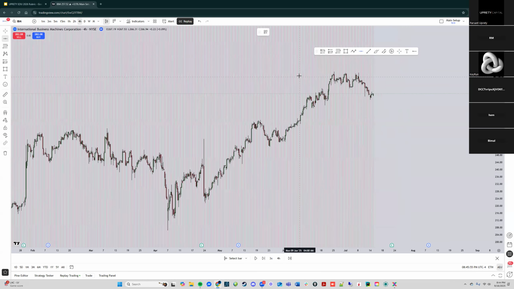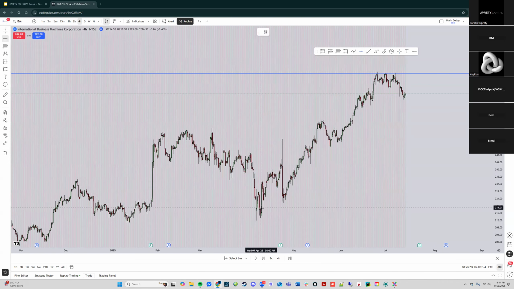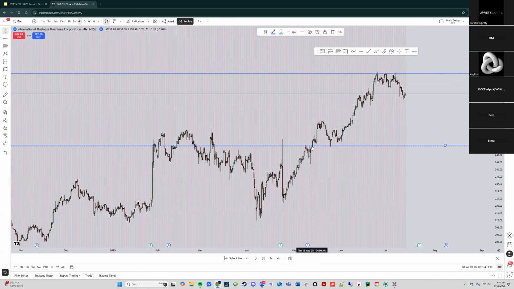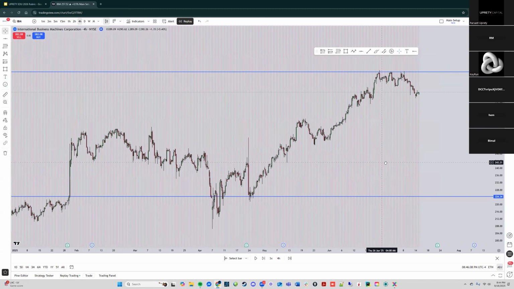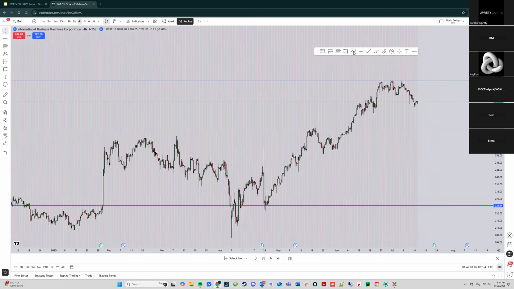Okay. So once again, first thing, I know this is kind of tedious, but we're going to do our top and we're going to do our bottom. Now, can you make your bottom up here? Yes, you can. Okay. But for this example, we're just going to do it down here. So we have this data to work with. Okay. Let's go ahead and make our supply and demand zones real quick.